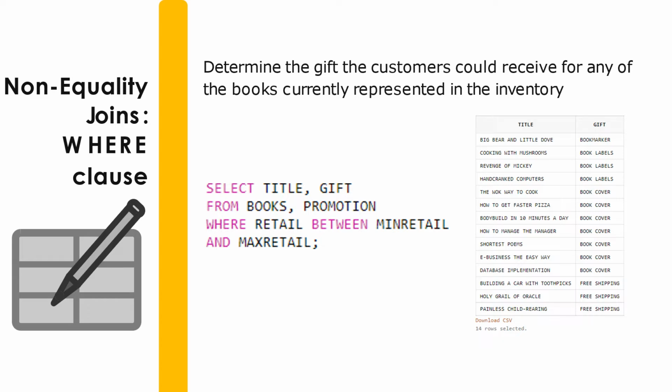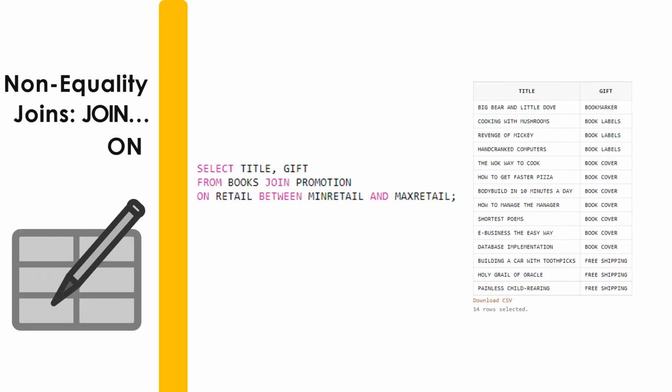This is an example of a non-equality join. And the results we can see on the right. This one is the same implementation of our previous example, but this time we are using the JOIN ON keyword.